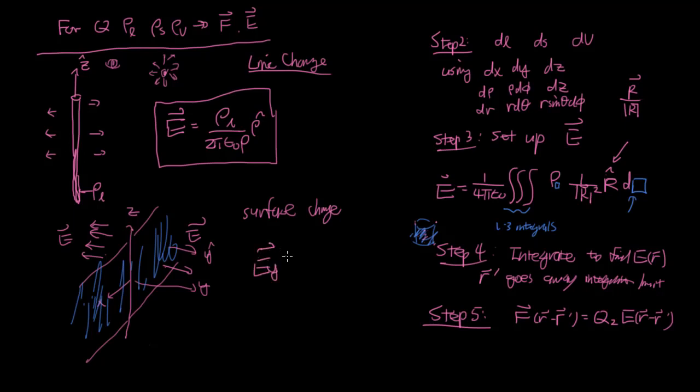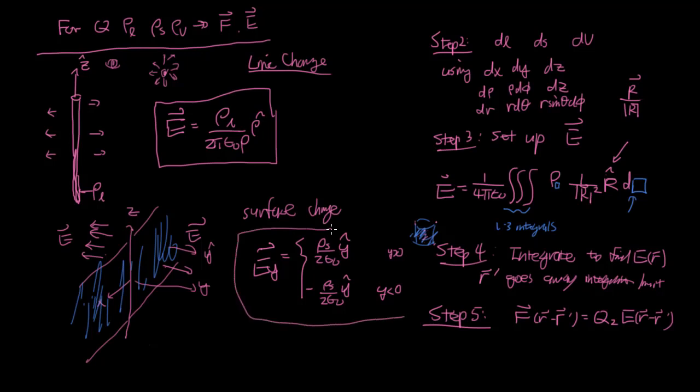So in this case, where it's running along the x-axis at y equals 0, so along the xz plane, the magnitude of E_y is going to be rho s over 2 epsilon naught. For y greater than 0, you would expect it to be in the positive y direction. For y less than 0, you would expect it to be in the negative y direction. So this is another special situation that you might be able to use as a starting point.